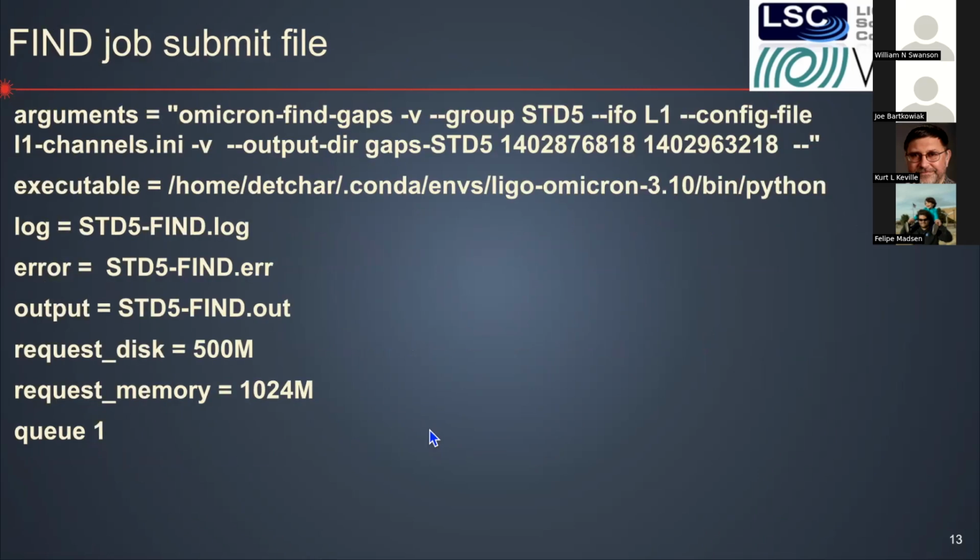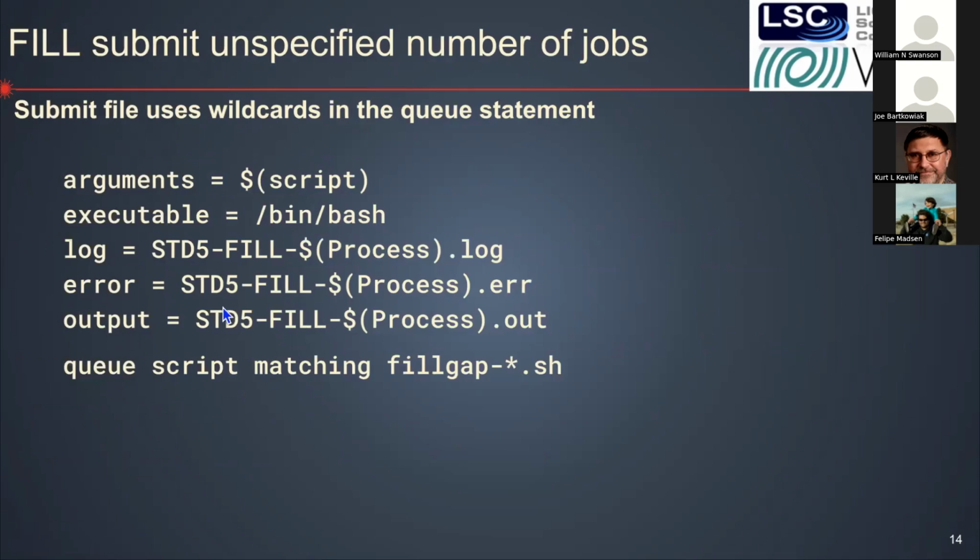Now, find is very straightforward. Just define the executable, the arguments, and queue that one job. Fill is a little bit different in that the find script has a parameter on how many fill scripts it will create. And using this cool variation of the queue statement, it goes out and finds all of the shell scripts that match this globbing pattern and runs each one. The argument is the script that it found, and it creates a unique log, error, and output file for each one.